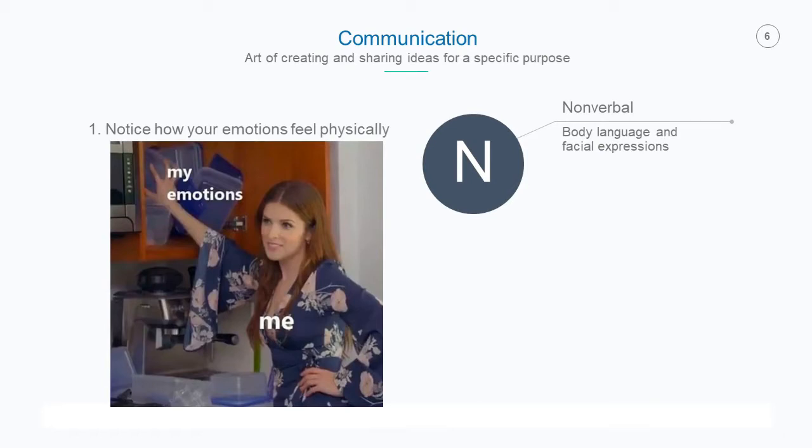Here are a few steps you can take to develop your nonverbal communication skills. 1. Notice how your emotions feel physically. Throughout the day, as you experience a range of emotions, anything from energized, bored, happy, or frustrated, try to identify where you feel that emotion within your body. For example, if you're feeling anxious, you might notice that your stomach feels tight. Developing self-awareness around how your emotions affect your body can give you greater mastery over your external presentation.